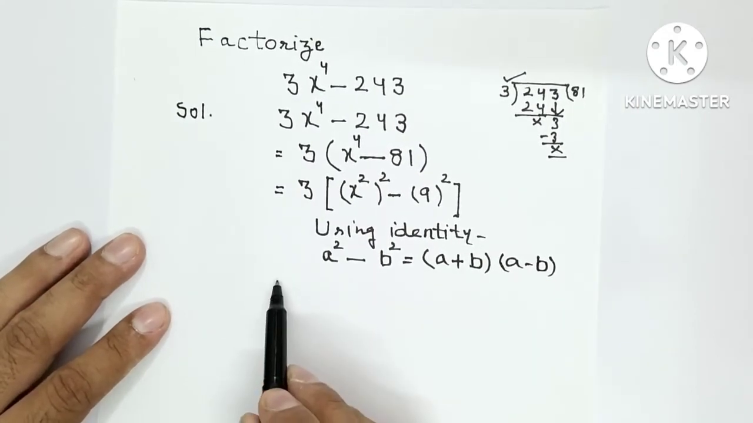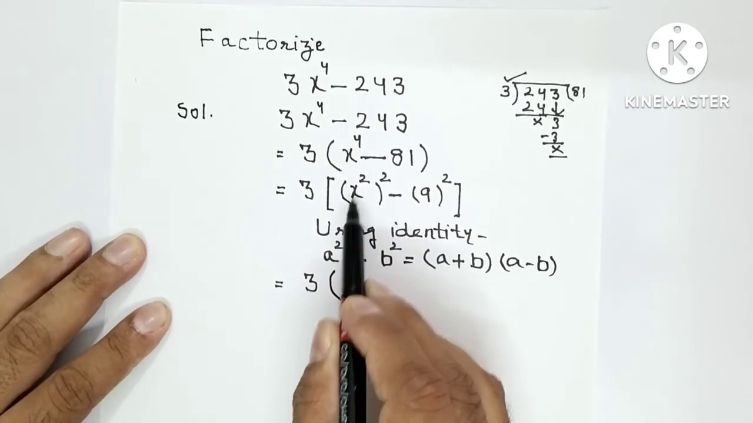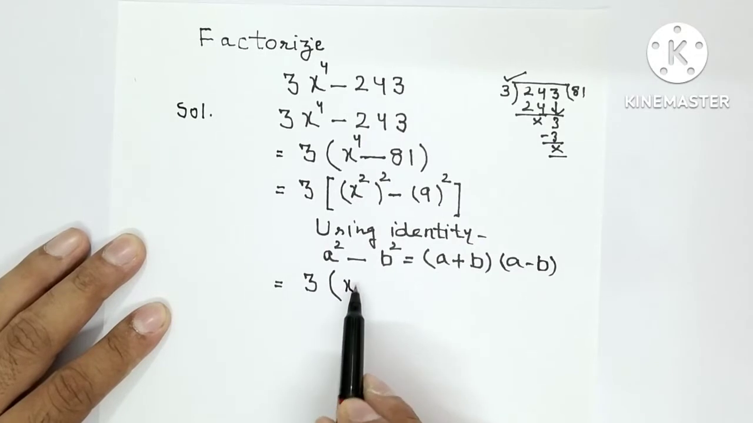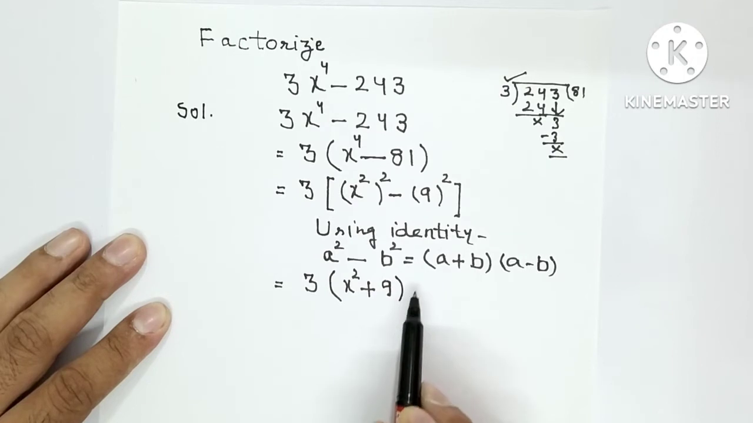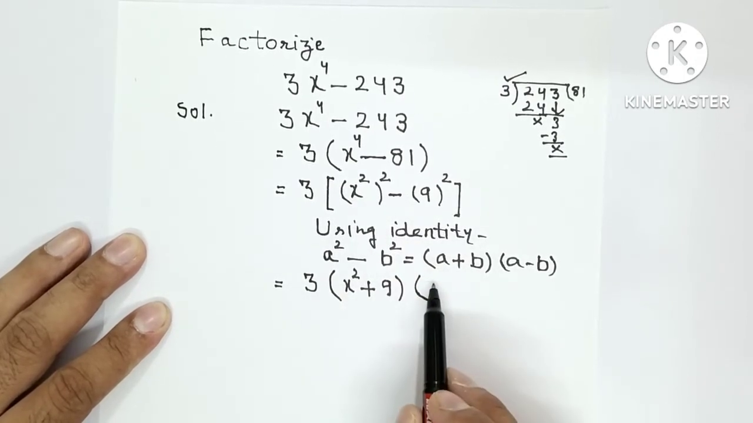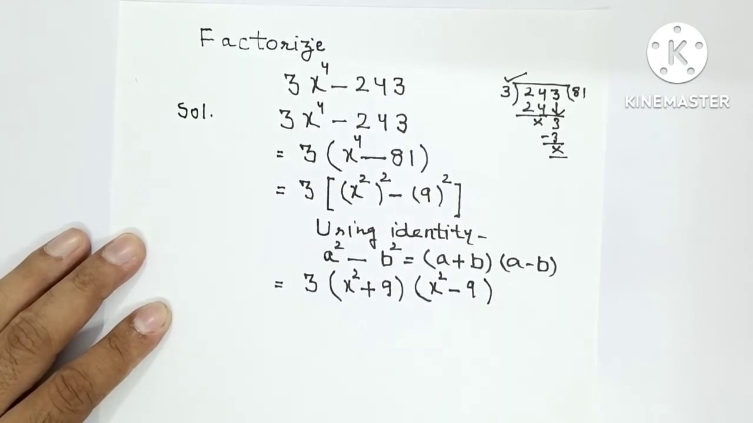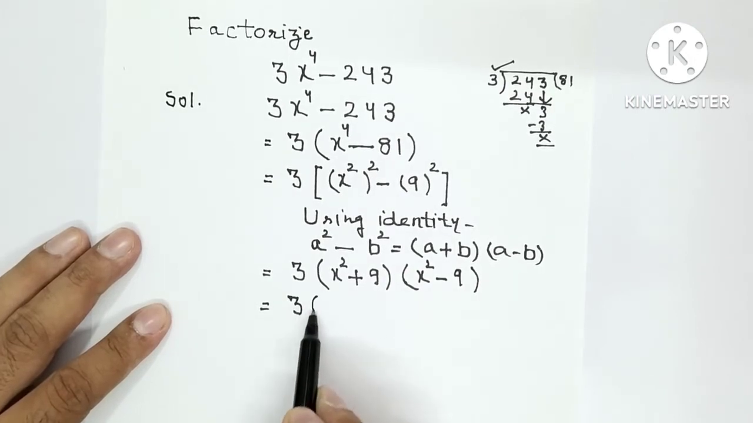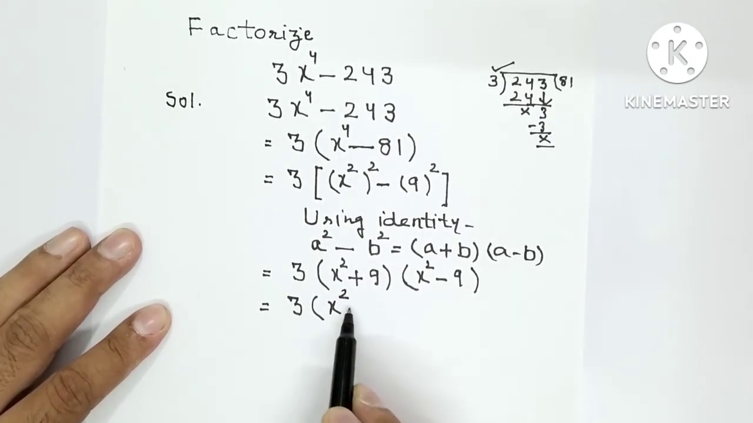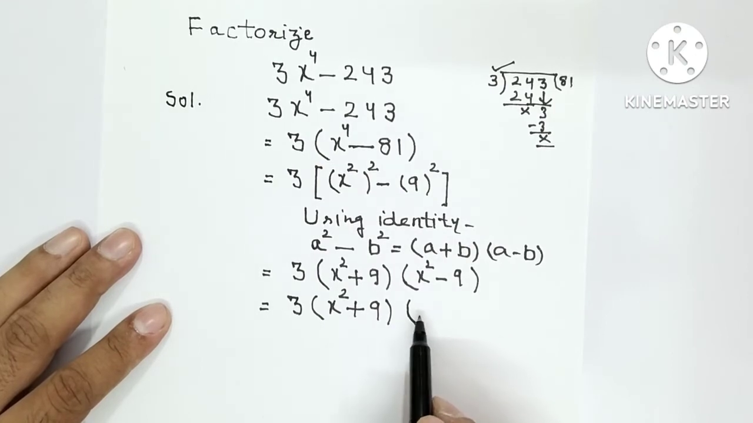So 3 will remain 3, and a plus b: a is what? x square, plus b is what? 9, into a minus b. So a is again x square, minus b is 9. Now the question's solution is not over here. 3 into x square plus 9 will remain the same. Here this term, x square minus 9, you can further factorize it.